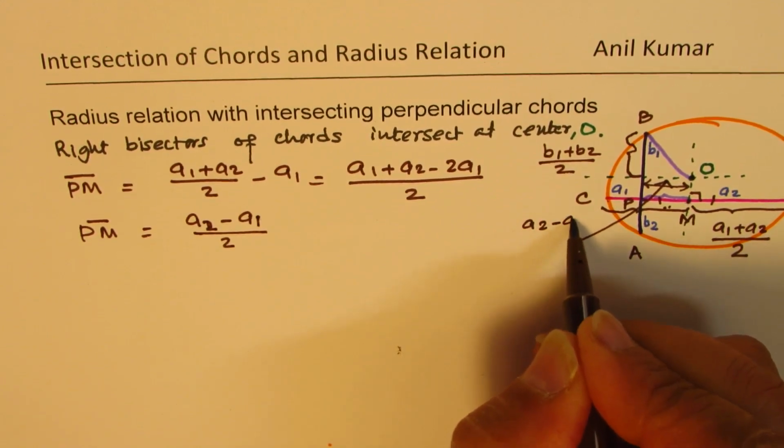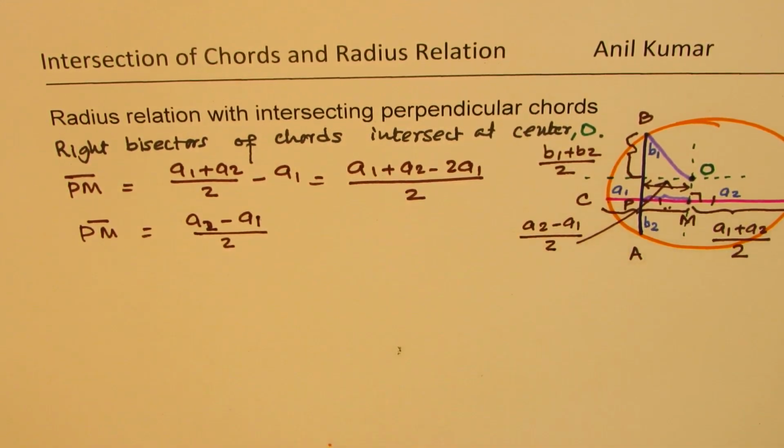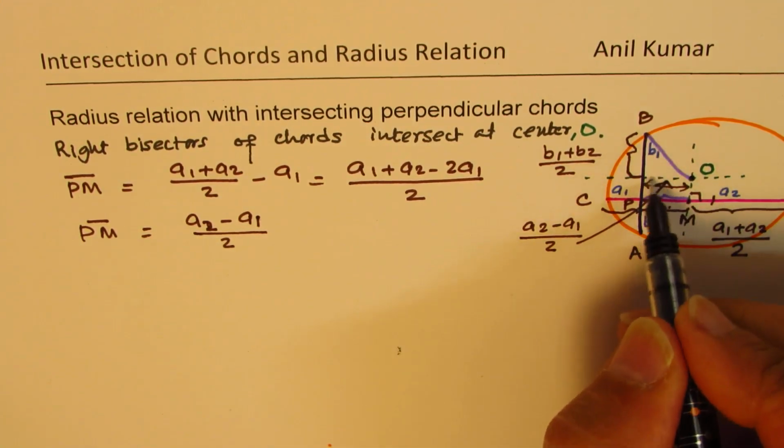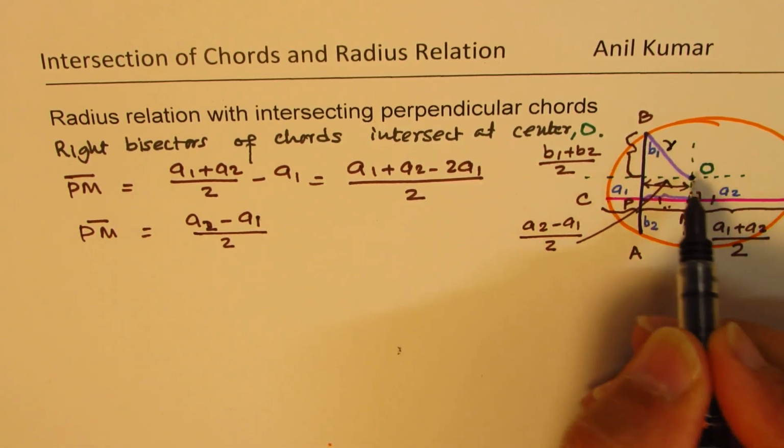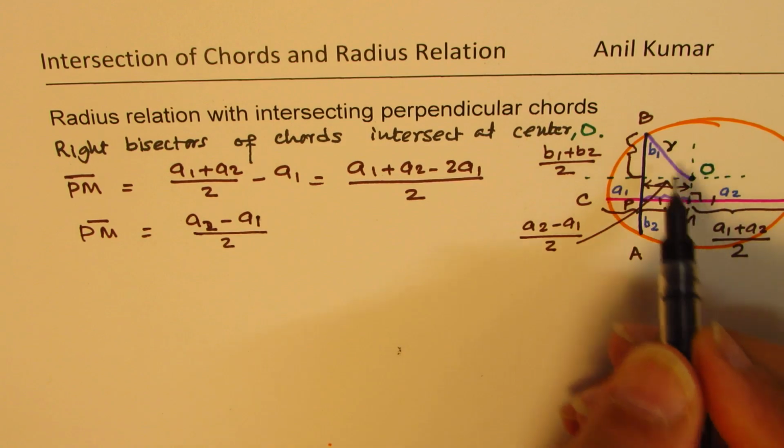A2 minus A1 divided by 2. Clear? Okay. Now, we have a right triangle, as you can see. We have a right triangle. So in the right triangle, the hypotenuse, which is the radius for us, which is O to B.